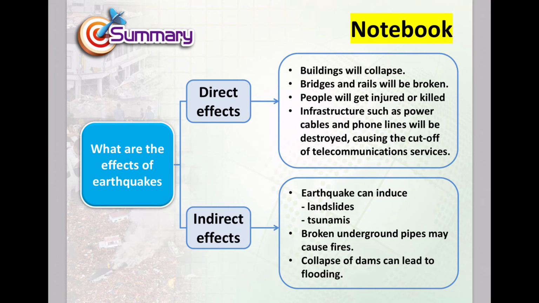So in this part, we have learned about direct effects and indirect effects of earthquakes. And all these are the examples of the effects of earthquakes. Buildings will collapse, bridges and walls will be broken, people will get injured or killed. Infrastructure, such as power cables and phone lines, will be destroyed, causing the cut-off of telecommunications services. Under indirect effects, earthquakes can induce landslides and tsunamis, and broken underground pipes may cause fires. Collapse of dams can lead to flooding. Please make sure you put all these in your notebook, and please highlight the keywords.